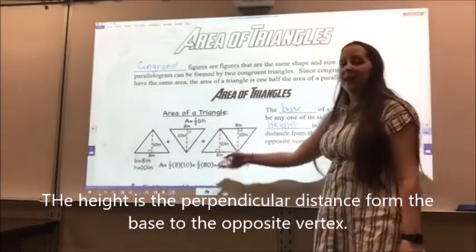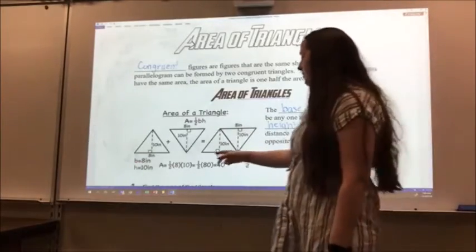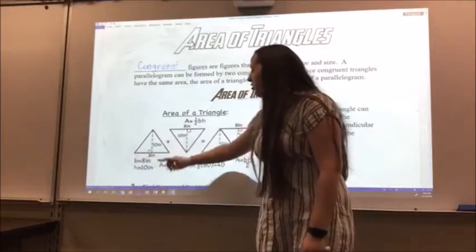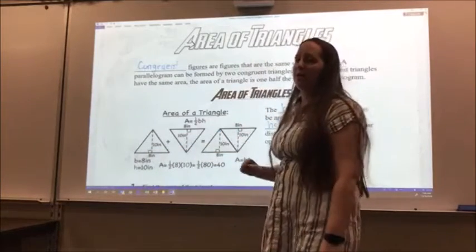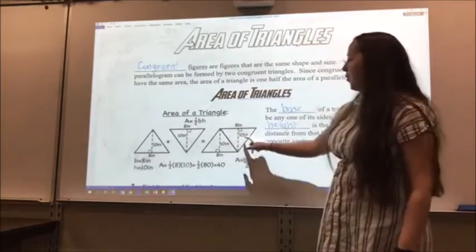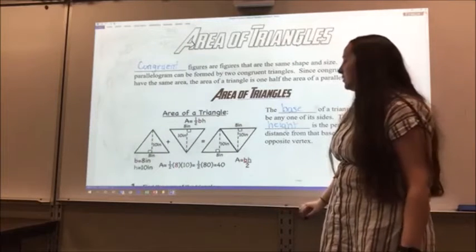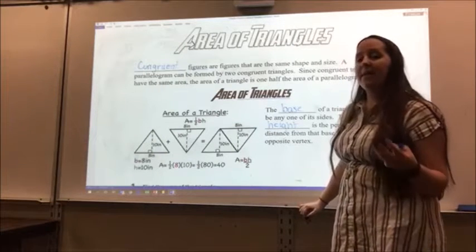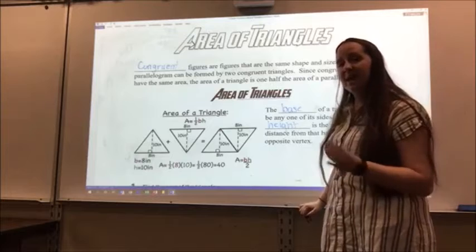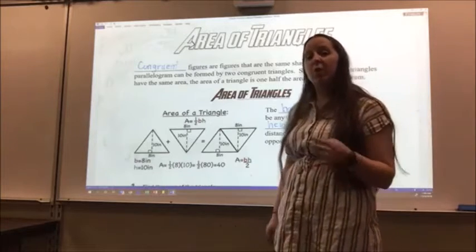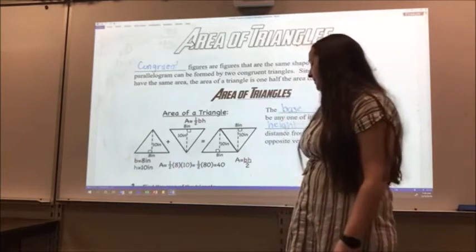So looking at the area of a triangle right here, I can see I have one congruent triangle and two congruent triangles. When I do that, they form a parallelogram. So that means that my area is the base times the height divided by 2, or 1/2 the base times the height.